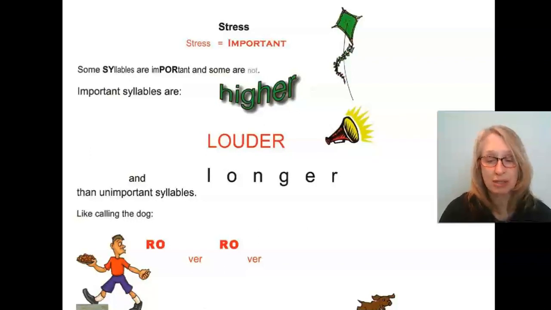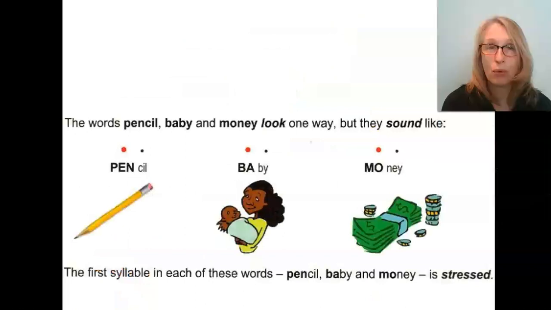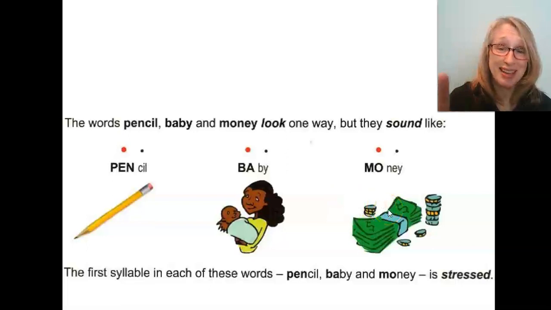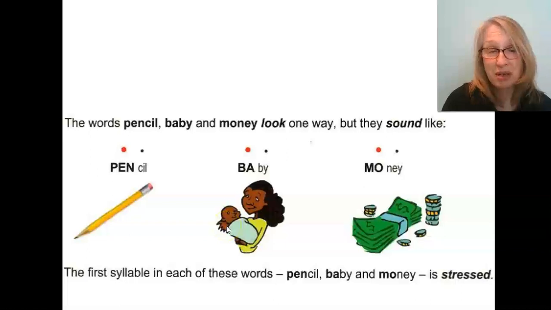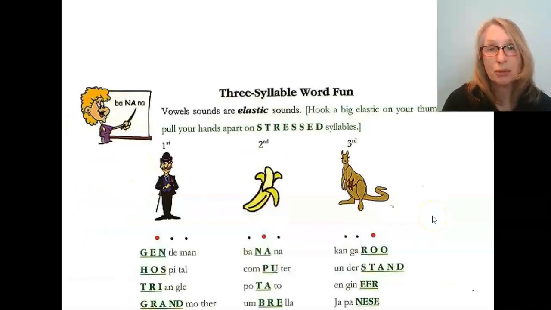They are de-stressed. There aren't many rules that help you know where the stress is in a word, but there are a couple of tricks, so we're going to look at those. Here we've got three words. These are all two-syllable nouns. Pencil, baby, money. So that's one trick. If you've got a two-syllable noun, you know that most of the time, maybe 80% of the time, the stress is going to be on that first syllable. Pencil, baby, money.